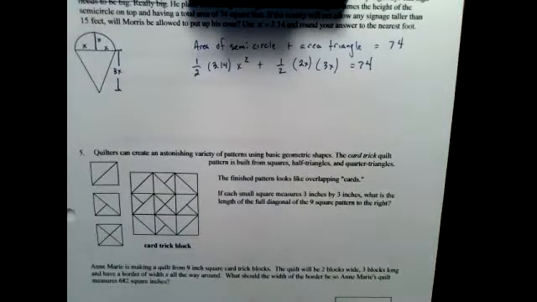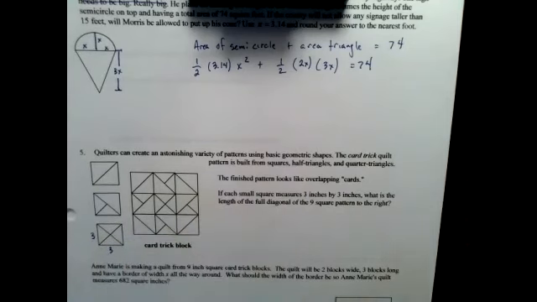Okay, we're going to put a hold on that right now. I'm going to come down here to number 5. Quilters can create an astonishing variety of patterns using geometric shapes. The card trick quilt pattern is built from squares, half triangles, and quarter triangles. Well, that's kind of crazy looking over there, but I believe all that. The finished pattern looks like overlapping cards. Yeah, that's kind of cool. If each square measures 3 by 3 inches, what is the length of the full diagonal of the 9 square pattern?